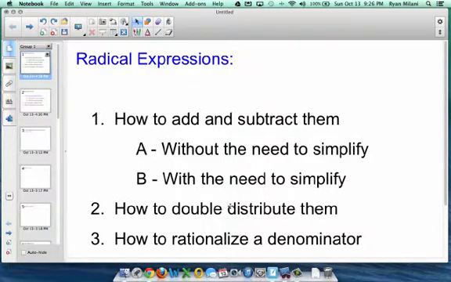Some of you will remember this as FOIL, but you know I don't like to use the term FOIL because it doesn't generalize outside of a 2x2, so I use double distribute. Then I'm going to show you how to rationalize a denominator.